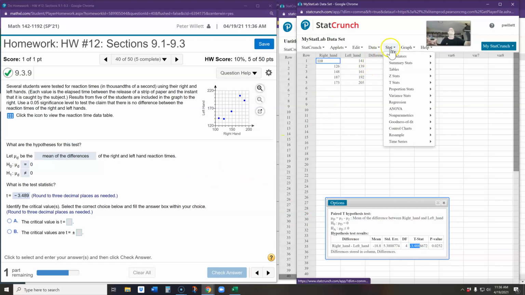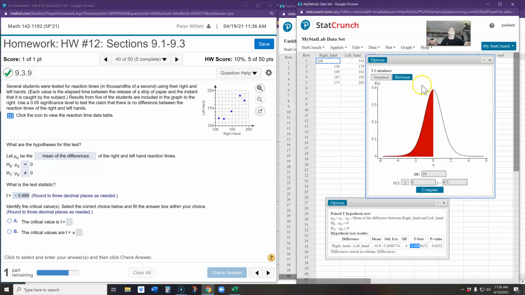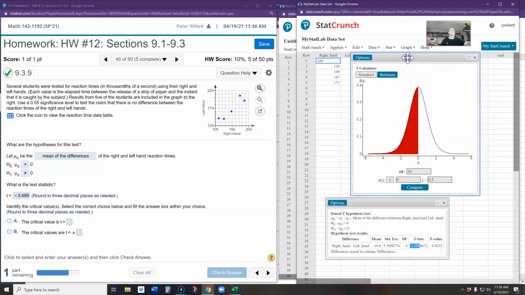I'm going to go to stat calculator, t for t-distribution. So here's the t-distribution calculator. Then we can use the significance level to find out where the critical t-values would be, with a significance level of 5% being in the critical region. Now, to do that correctly, we need to know, is this a one-tailed test or a two-tailed test?